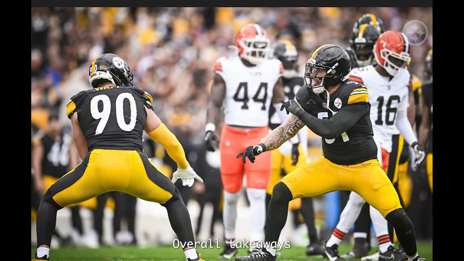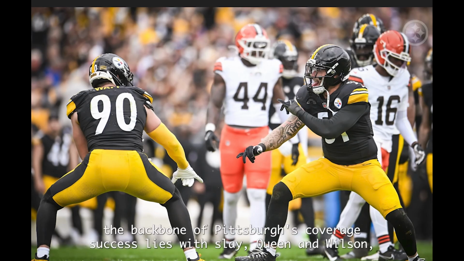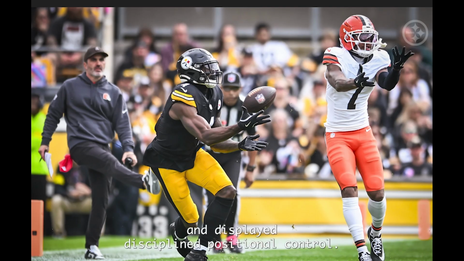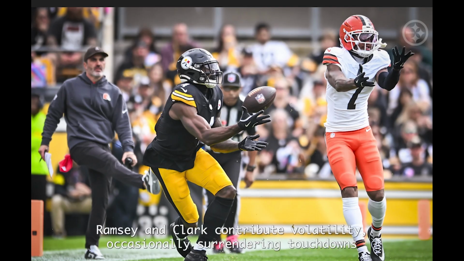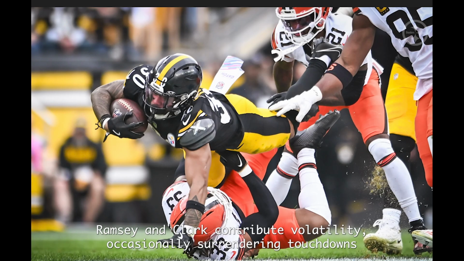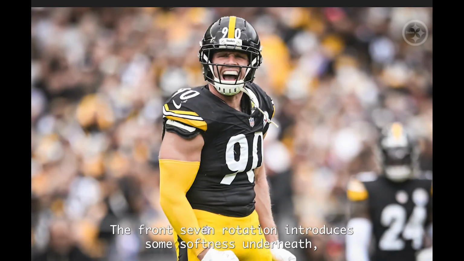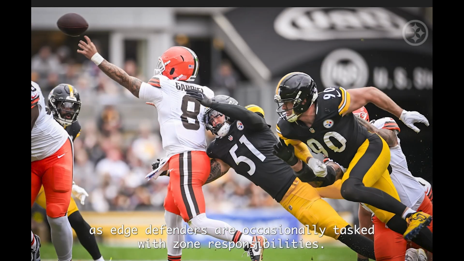Overall takeaways. The backbone of Pittsburgh's coverage success lies with Slay, Queen, and Wilson, who collectively account for plus 16.1 EPA and display disciplined positional control. Ramsey and Clark contribute volatility, occasionally surrendering touchdowns, but also generating disruption and turnovers. The front seven rotation introduces some softness underneath, as edge defenders are occasionally tasked with zone responsibilities.